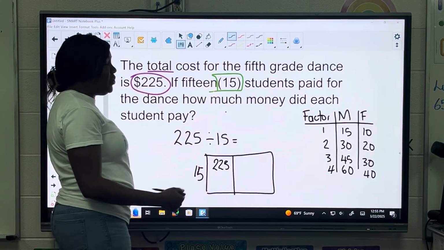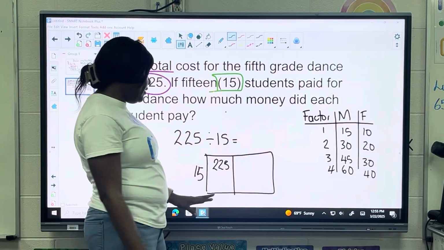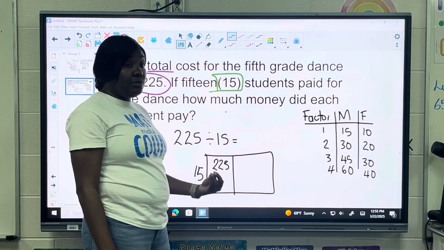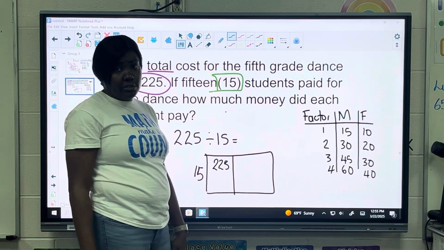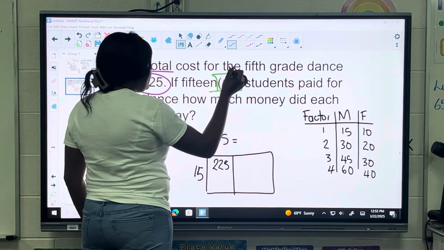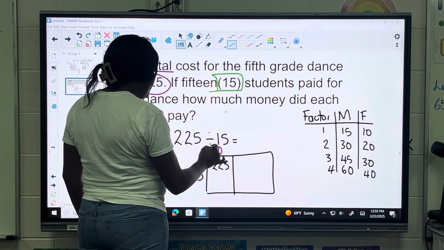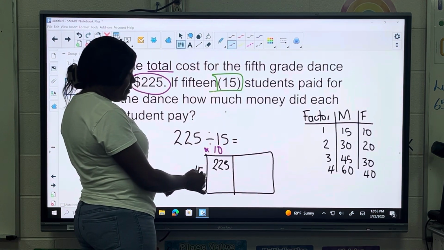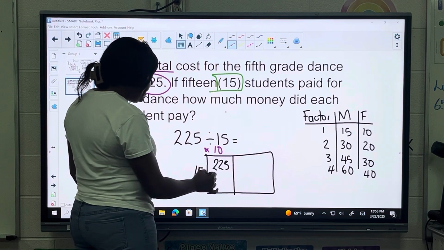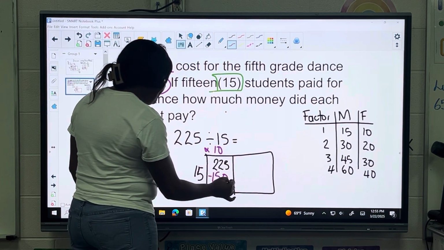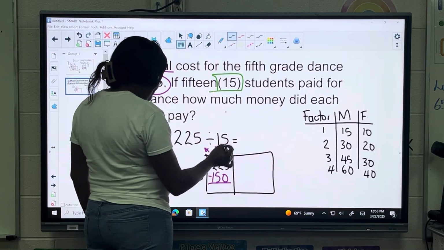Alright, boys and girls, which friendly number do I use? I need to get something less than 225. If I do 20, I'm going to get 300, so I can't do that, right? So let's do 10 again. So I'm going to put 10. And remember, whatever goes on top is supposed to be multiplied by your divisor. 15 times 10 gives us 150. If I subtract this, I have 75 left.